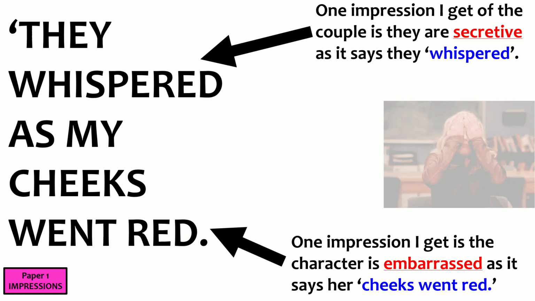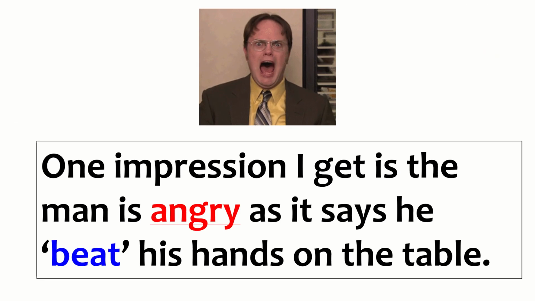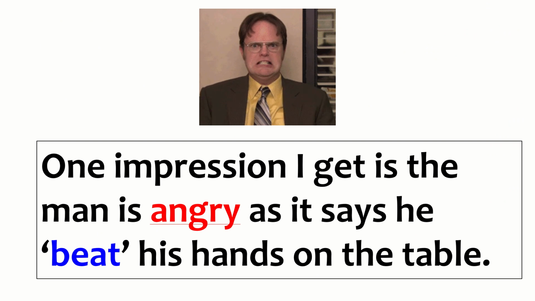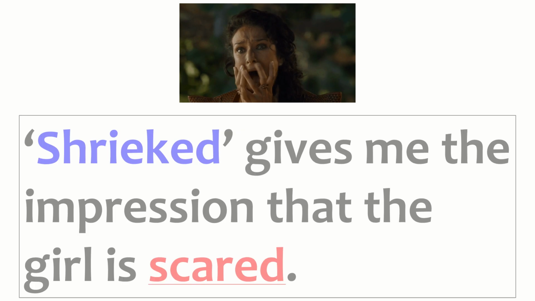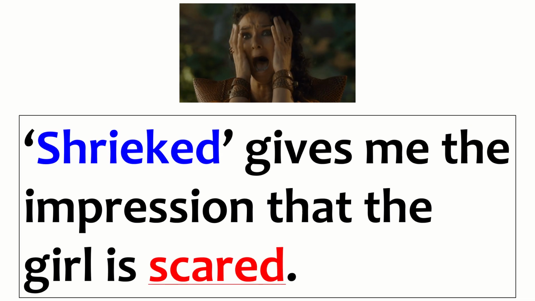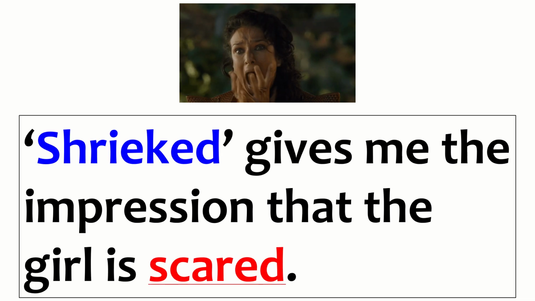We love quotes. Okay, another one, this man. What impression do you get of this man? Well, if it says he beat his hands on the table, one impression I get of the man is he's angry, as it says beat his hands on the table. Okay, this quote was shrieked. So what impression does the word shrieked give me of the woman? Well, shriek gives me an impression that the girl is scared.